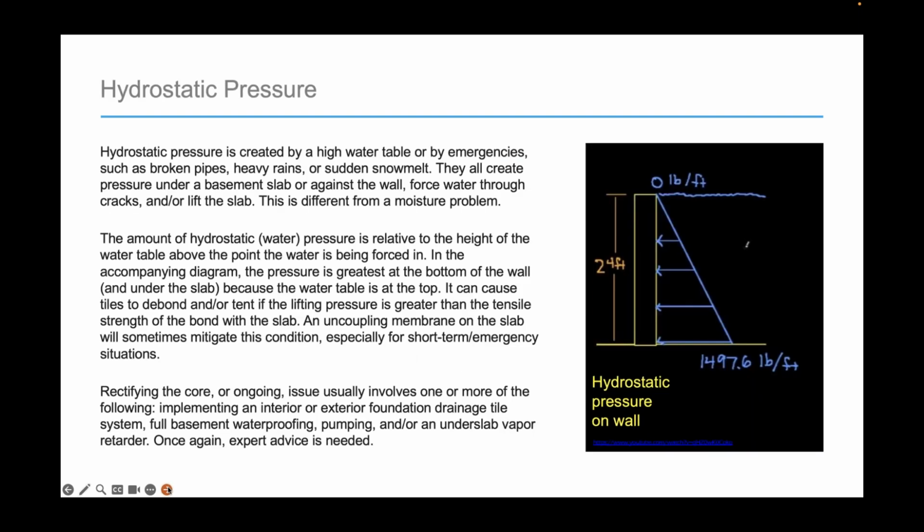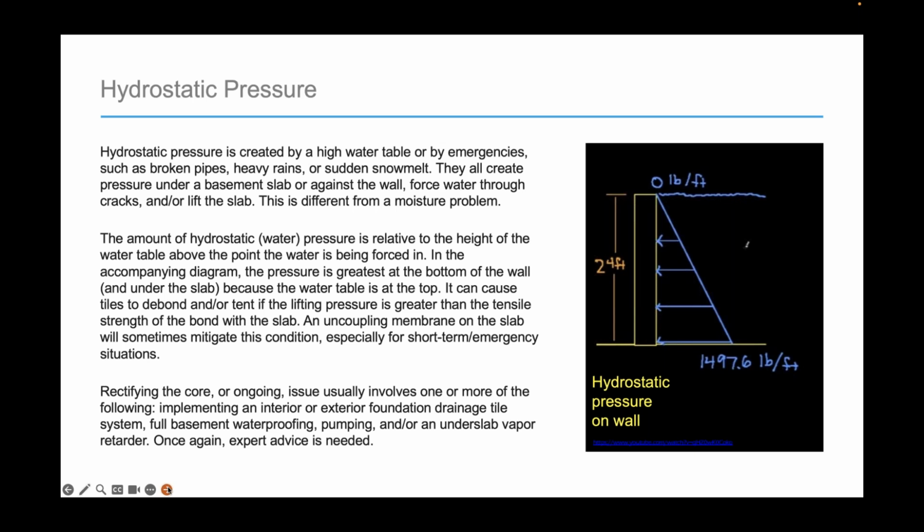All right, so hydrostatic pressure is created by a high water table and by emergencies such as broken pipes, heavy rains, or sudden snowmelt. They all create pressure under the basement slab or against the wall and force water through cracks and or lift the slab. This is different from the moisture problem.